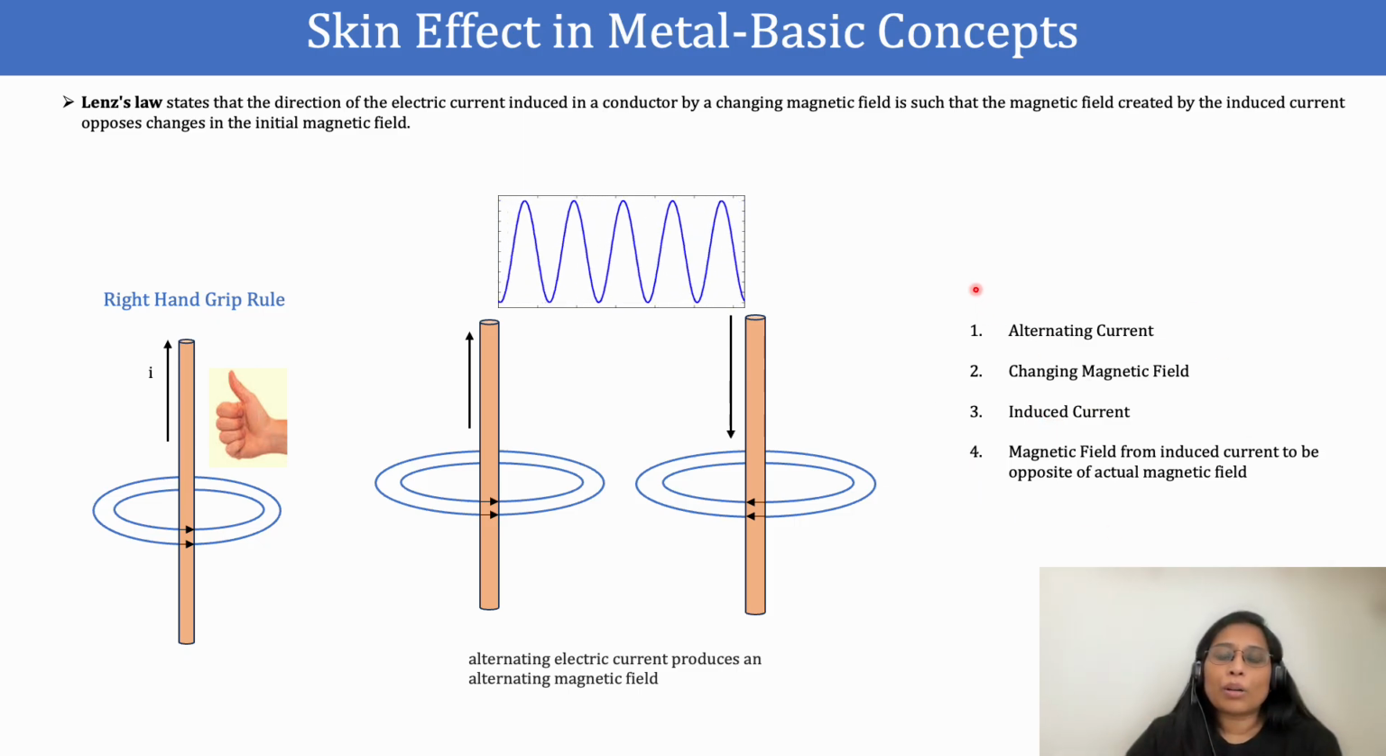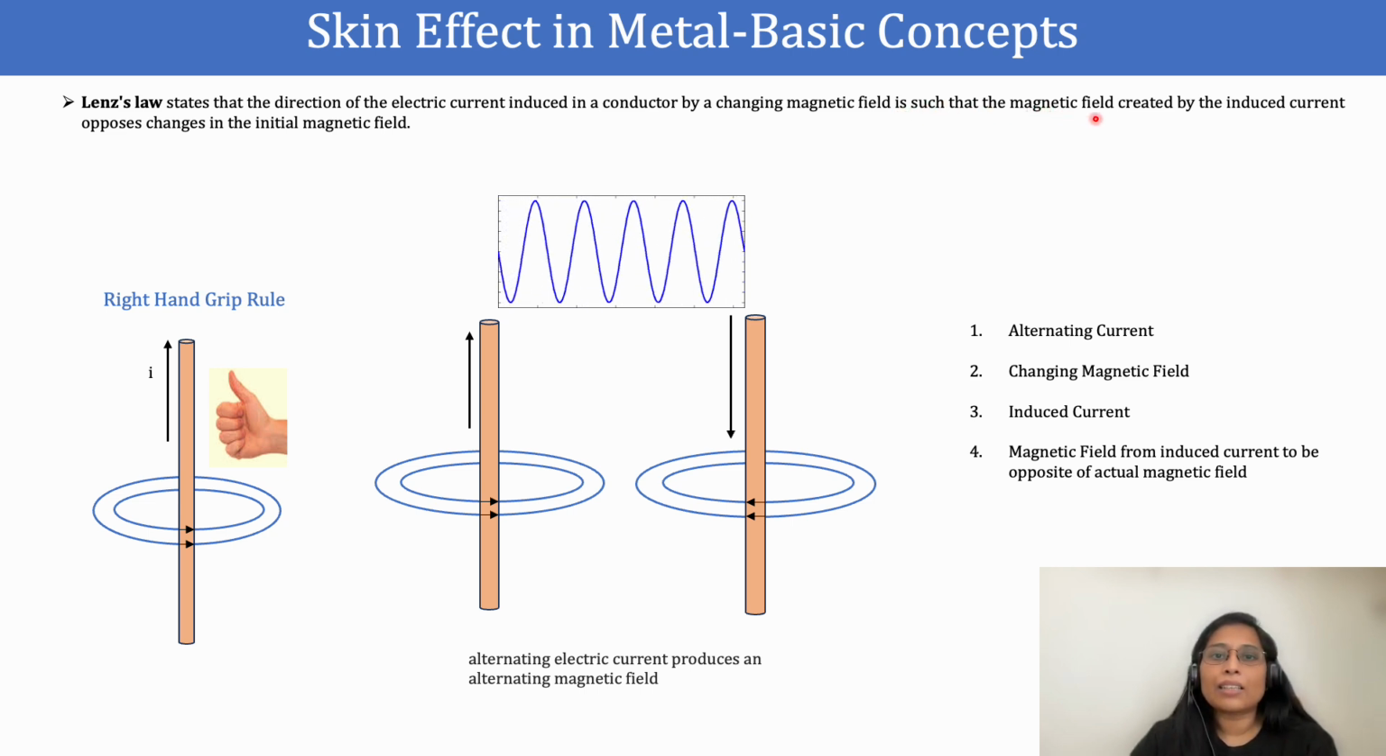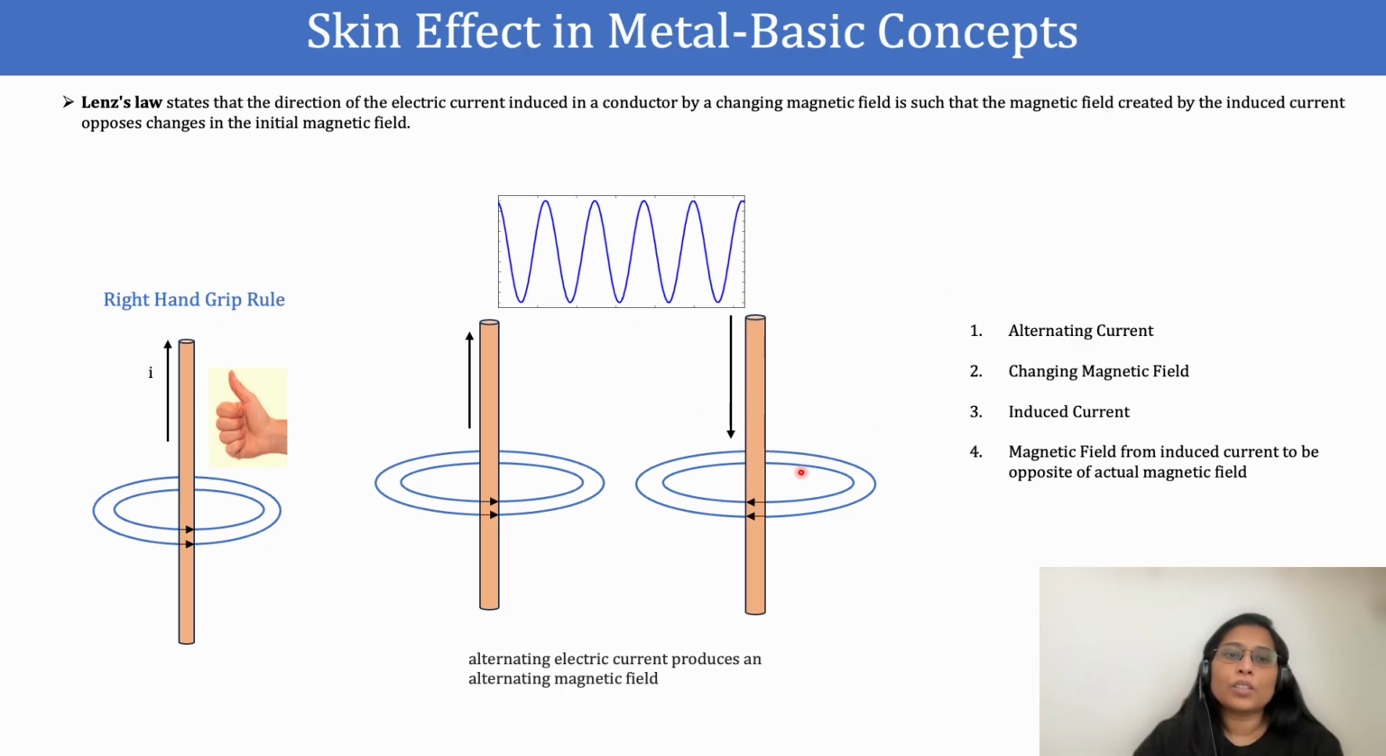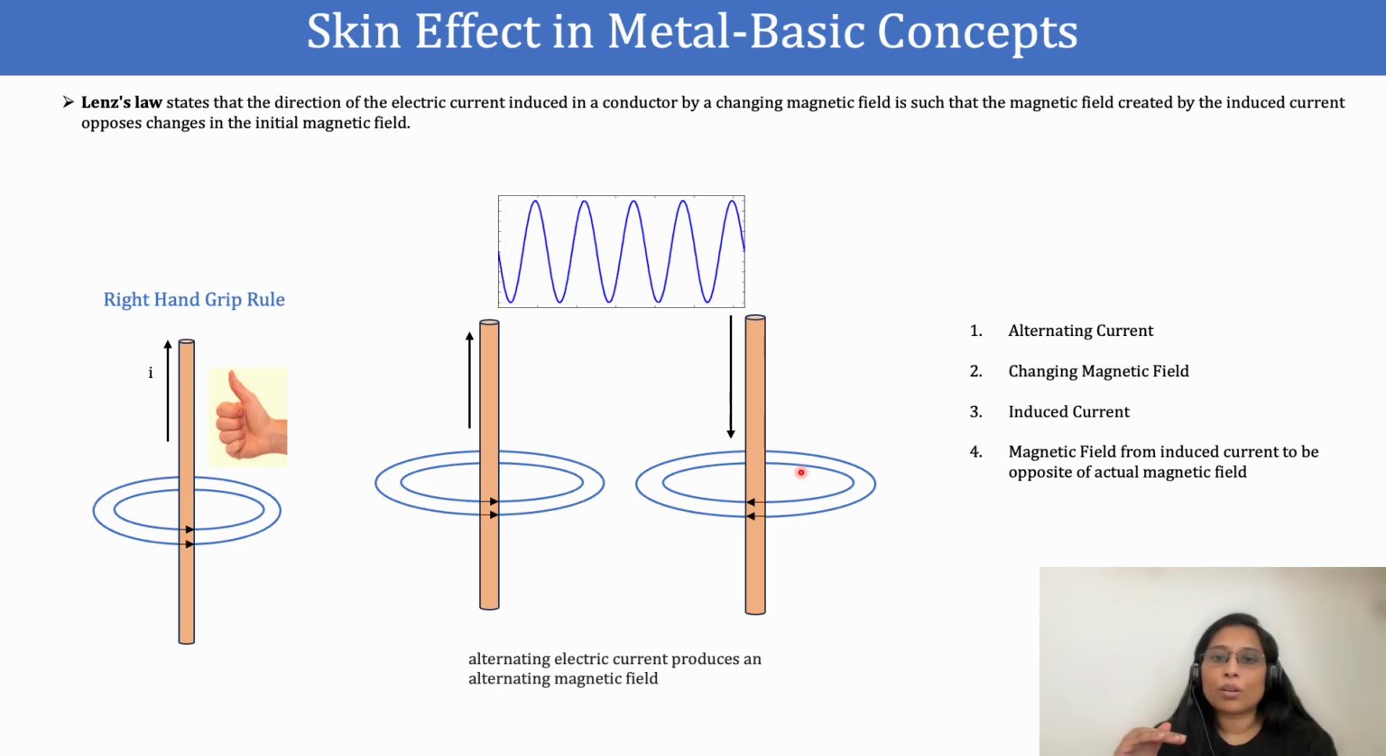So this one is known as Lenz's law. So Lenz's law states that the direction of the electric current induced in the conductor by changing magnetic field is such that the magnetic field produced by the induced current opposes the actual magnetic field produced in it. So we have to understand Lenz's law to understand the skin effect.